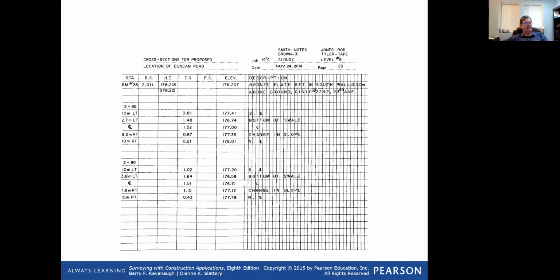Here's the notes. They're very similar to the profile notes, except that here you're giving distances. You have a station and you're saying 10 meters left, 2.7 meters left. Here's the center line elevation. And then there's how far it is right for 2 shots. That's what you're doing so that somebody can plot the cross sections.